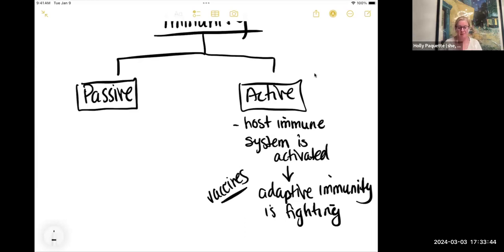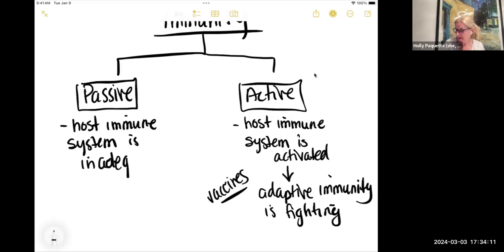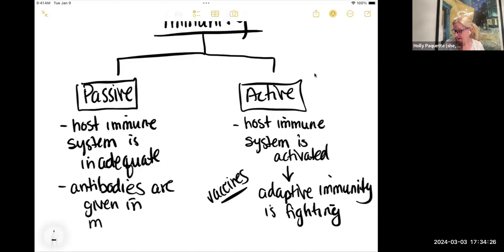And passive immunity means that maybe you're sick with something like SARS-CoV-2, but your body isn't responding in a way that you are able to fight it off. We can actually give you in the hospital or in a medical setting antibodies to fight it. So in this case, the host immune system is what I would say is inadequate, meaning that it is not fighting off as well as it should. And so antibodies are given in a medical setting.